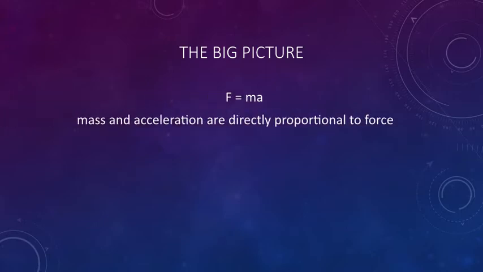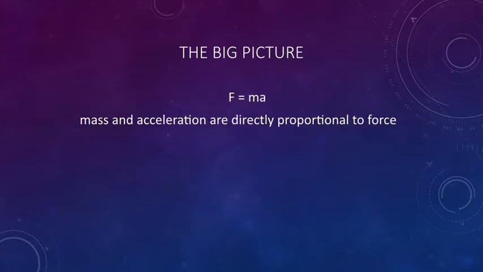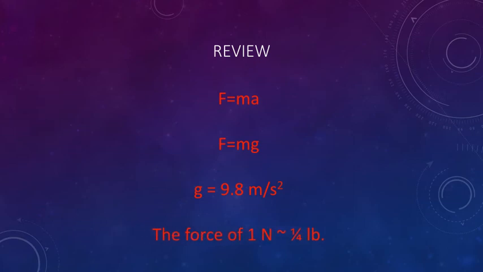The big picture. Force equals mass times acceleration. Since mass and acceleration are both in the numerator, they are directly proportional to force, so an increase in mass or acceleration would cause an increase in force. To review, F equals ma, or mass times acceleration. F equals mg, or mass times the acceleration due to gravity. g equals 9.8 meters per second squared. The force of 1 newton is roughly a quarter of a pound.